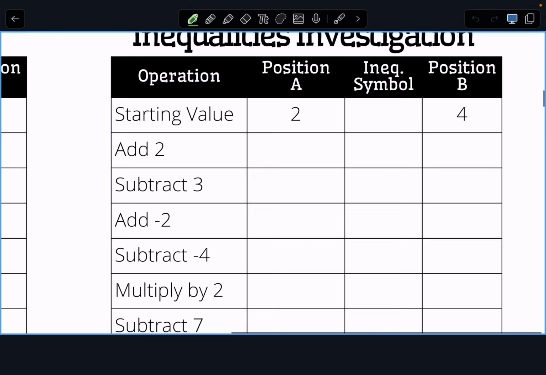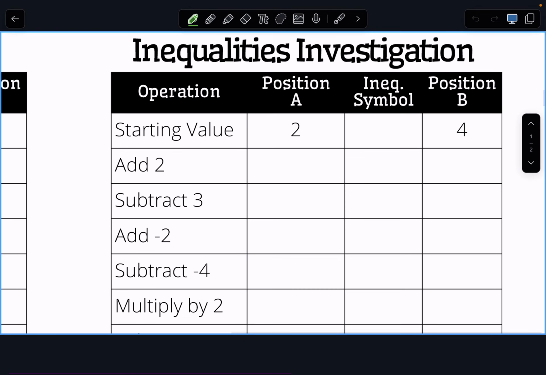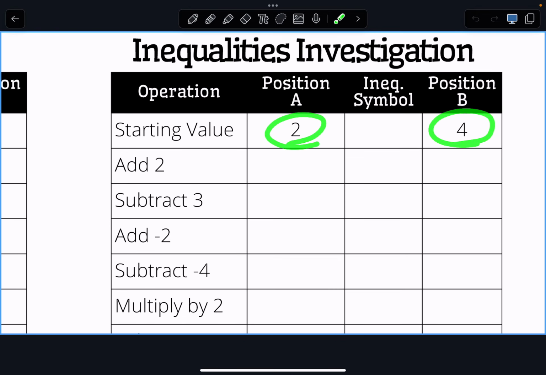Okay, so my numbers are 2 and 4. We're gonna add 2 to each of those. So what's 2 plus 2? 8. And what's 4 plus 2? Write those numbers.